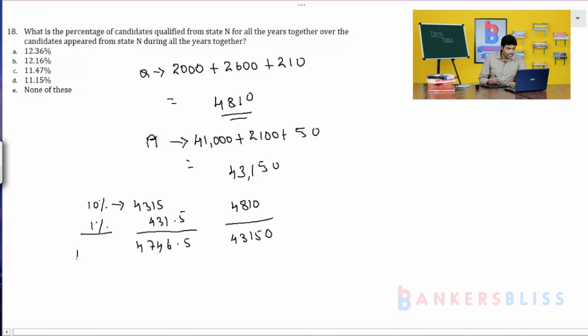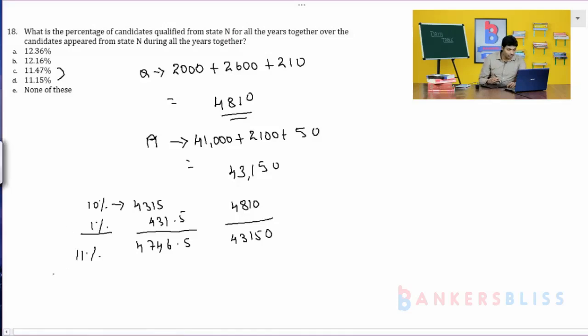Now what have you calculated? You have calculated 11%. So your answer is more than 11% and less than 12%. So again you add 0.5% and you decide, because in the options you have these two, 11.47 and 11.15, and you have none of these also. You have to be very careful. Okay, so you calculate 0.5% first, then we can calculate.